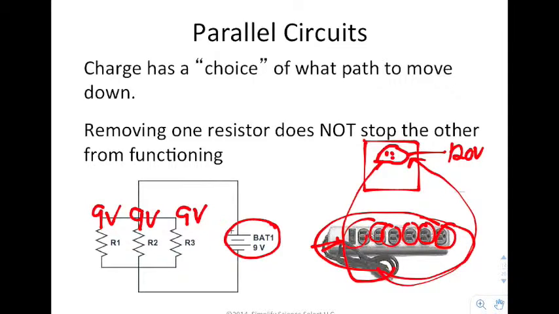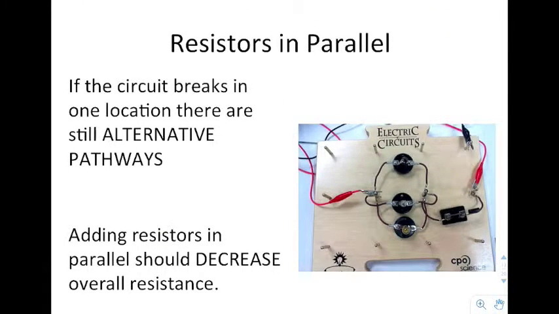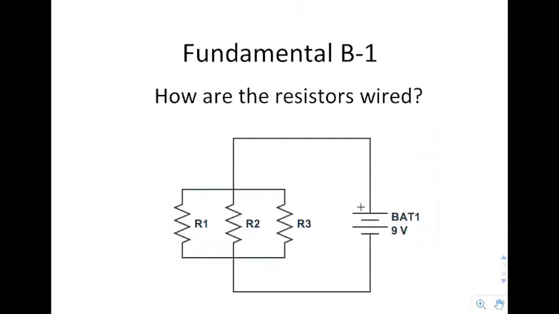That is a big problem for a lot of people. They try and take the voltage and they try and divide it amongst the 3 branches. That is not the case. The 9 volts goes in each branch. Because you have resistors in parallel, there's alternative pathways, the total resistance decreases. The voltage ends up being the same in each branch, but by combining these things in parallel, you have a decrease in resistance.